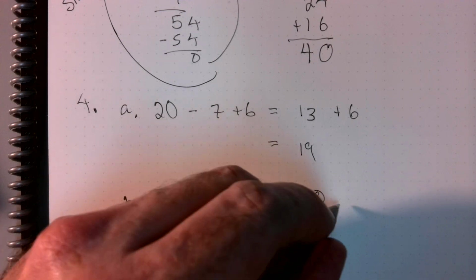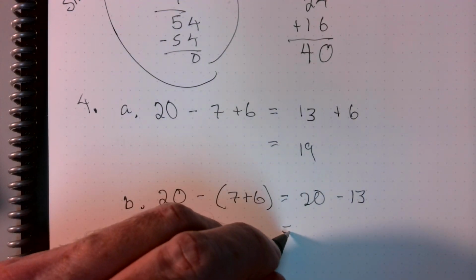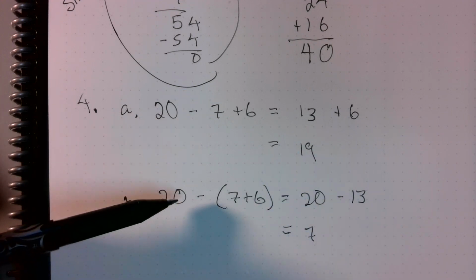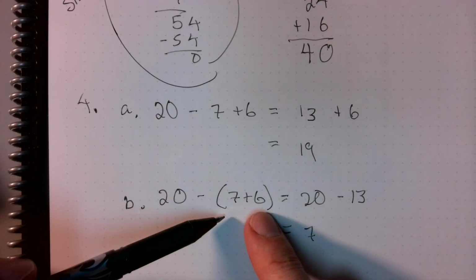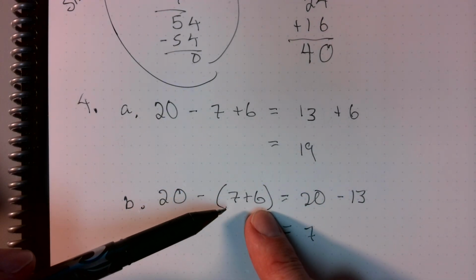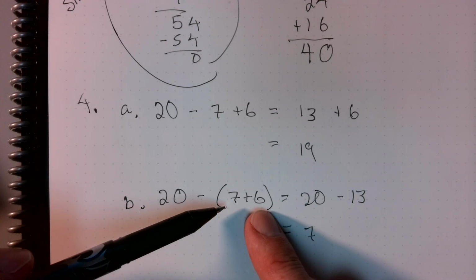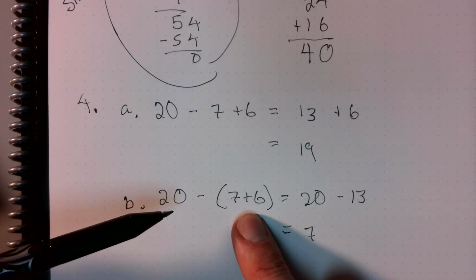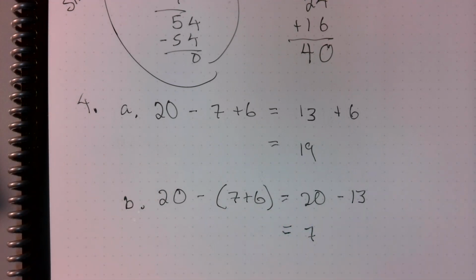Over here, this is 20 minus 13. So I get 7. Okay, why did I do it in a different order down here? Well, the parentheses told me to do this operation first. And then I do 20 minus the result of this operation. Okay, let's do a couple more that have these parentheses in them.